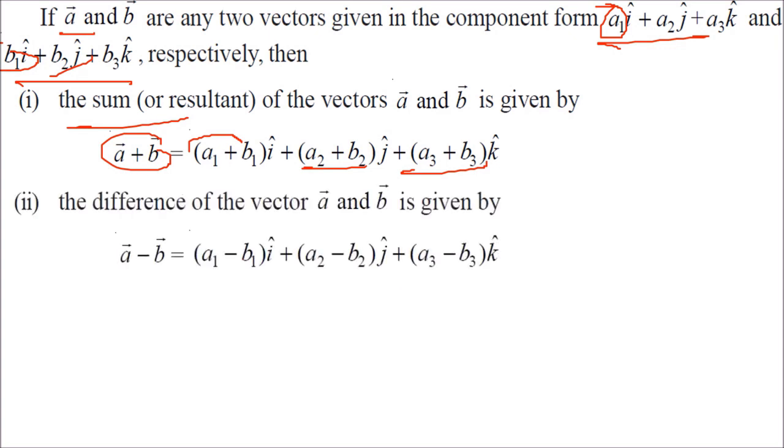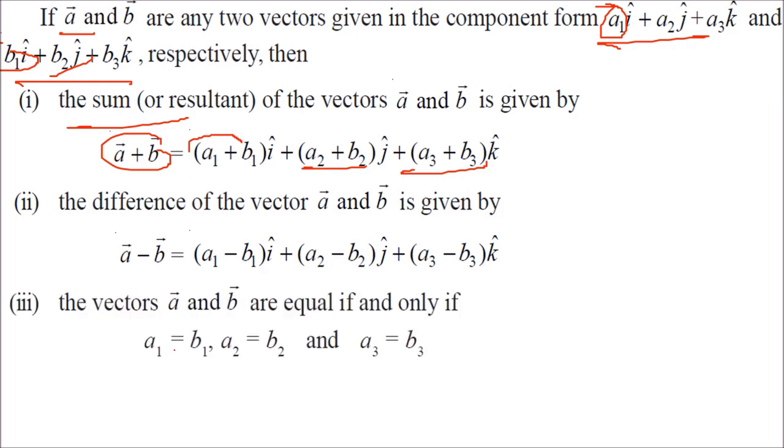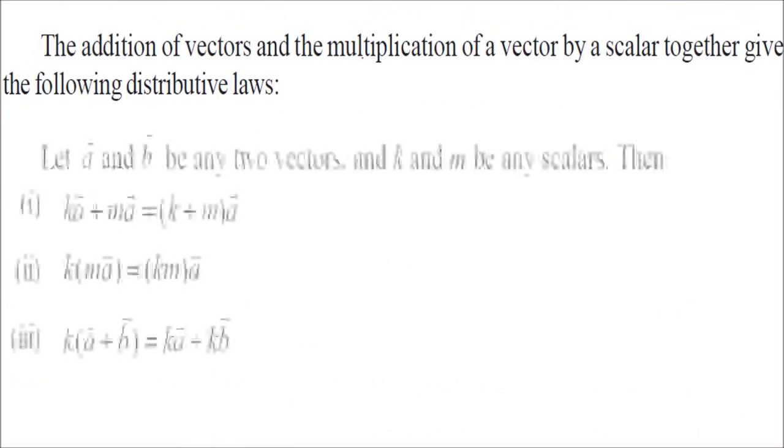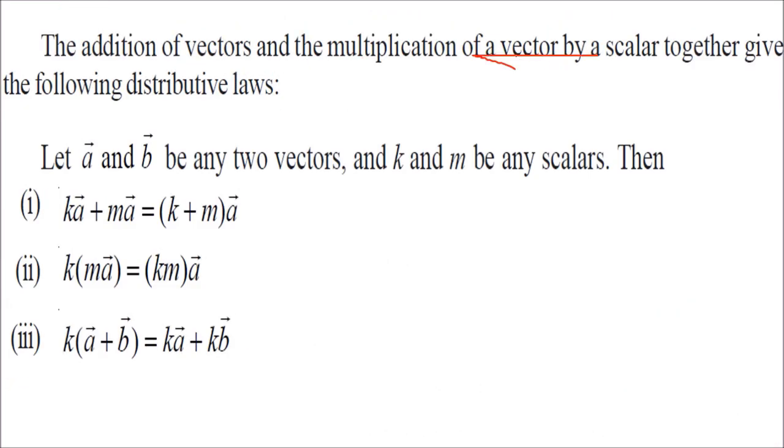And when you want to find the difference, just find the difference between the values of the same components, I, J, K. When you say that A and B are equal, that means A1 has to be equal to B1. Corresponding means the corresponding unit vector coefficients, the scalar values, have to be equal. And when we multiply by lambda, you can multiply inside also.